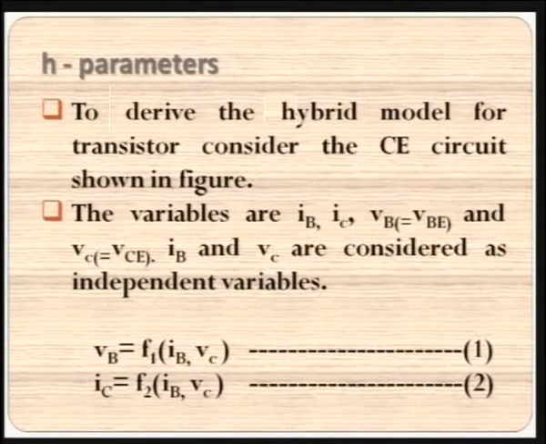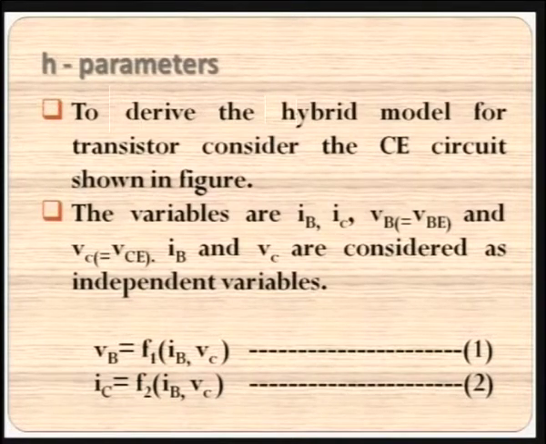To derive the hybrid model for the transistor, consider the CE circuit shown in the figure. The variables are IB, IC, then VBE and VCE. Just for simplicity's sake, we are taking them as VB and VC. The VBE and VCE are taken as just VB and VC because it is a common emitter circuit, it is known. So, we are dropping the second suffix, that is E. So, IB, VC are considered as independent variables.